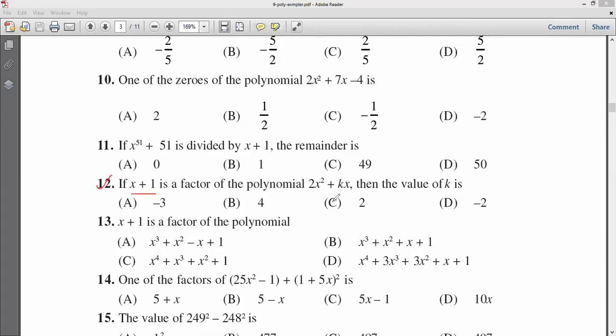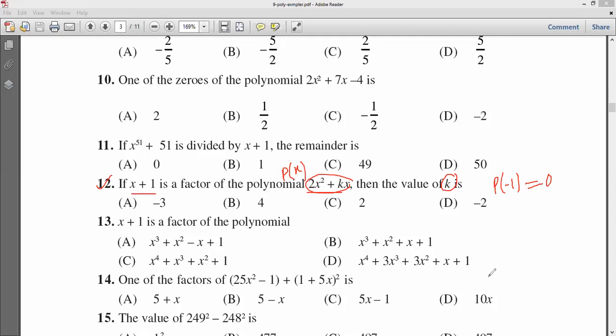Now come to the 12th question. If x plus 1 is a factor of this, find the value of k. What does it mean? I told you in the beginning, factor means the remainder must be 0. So put the value -1 and you will get 0. Let's take this polynomial as p(x), and p(-1) must be 0. In place of x write -1 and tell me what value of k you are getting here. 2.